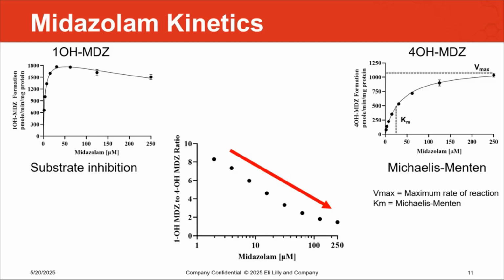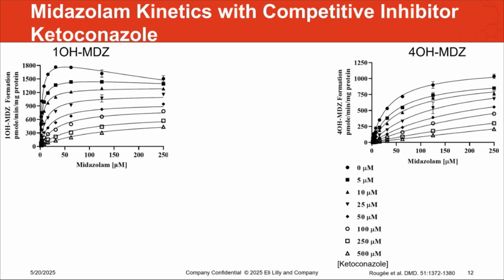But what happens if you have something that is competing for the active site of CYP3A4? When we have reversible inhibition, we can perform this kinetic assay in the presence of different concentrations of the inhibitor. In this case, we're looking at ketoconazole, which is a reversible inhibitor of P450. Each line on the graph denotes the assay done in a different concentration of ketoconazole.